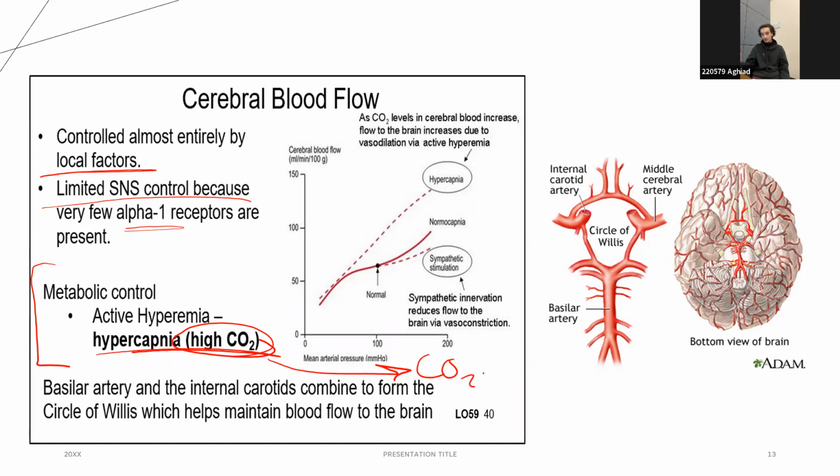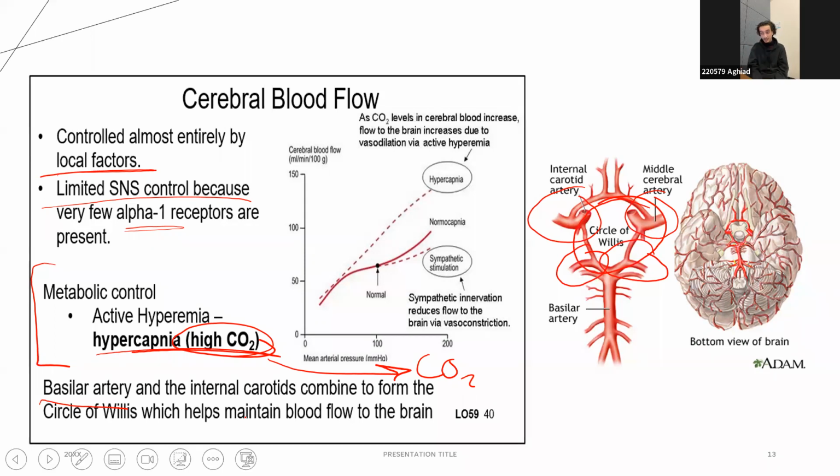Again, it's a very metabolic organ. Here it just says that the basilar artery and the internal carotids combine to form the circle of Willis, which helps maintain blood flow to the brain. This is the circle of Willis. I got it from Google. And it just shows you we cannot sacrifice any blood flow to the brain. It's the most important organ, basically. The brain shuts off, everything shuts off as well. This is just a picture to show you. I don't think you need to know the anatomy of it. You know better.